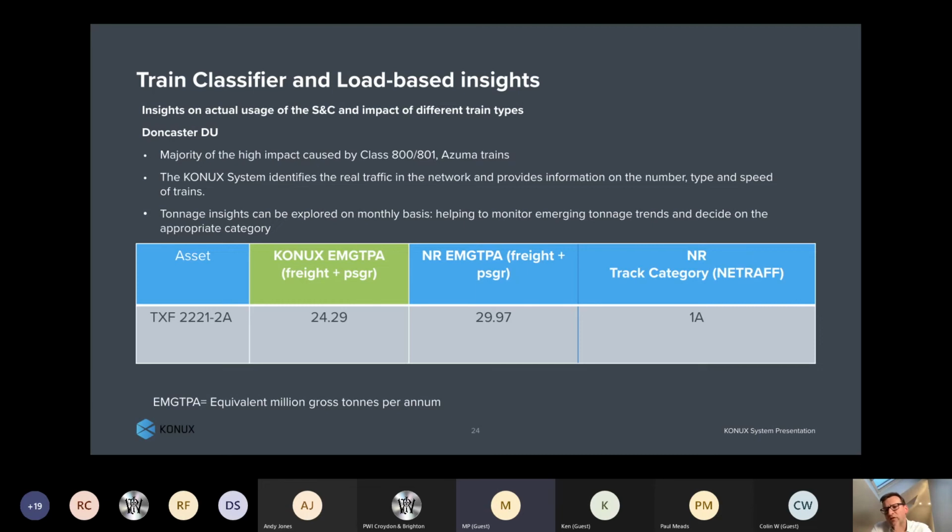But it just shows the power of having that data and being able to put that across lots of places in the network. It will enable different decisions to be made about the requirement for maintenance, the requirement for rectification, and the timescales for those.